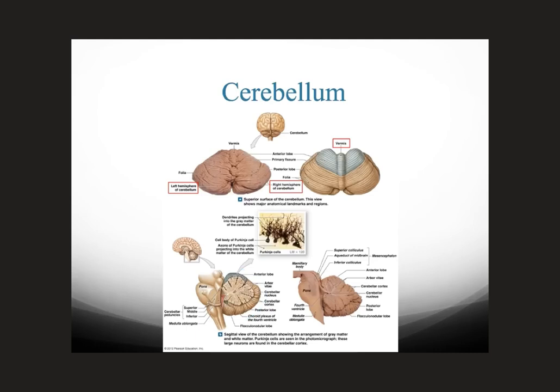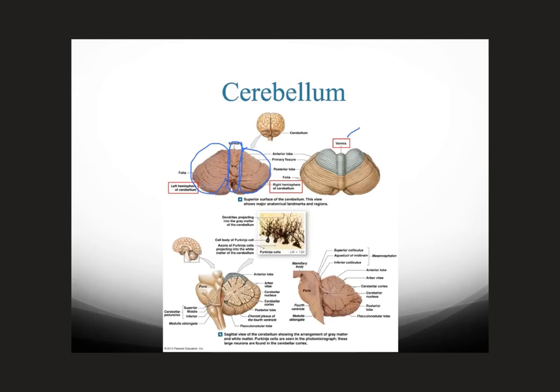It's going to have hemispheres, so we can see right over here on this slide you're going to have a left hemisphere and a right hemisphere, but we are going to have a structure right down the middle that divides the right and left hemisphere. That's called a vermis. Okay, so in terms of main structures, that's what I wanted you to know about the cerebellum.